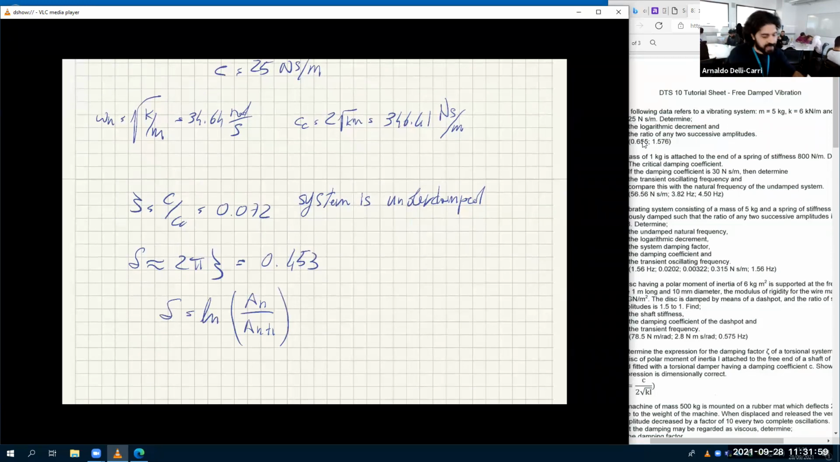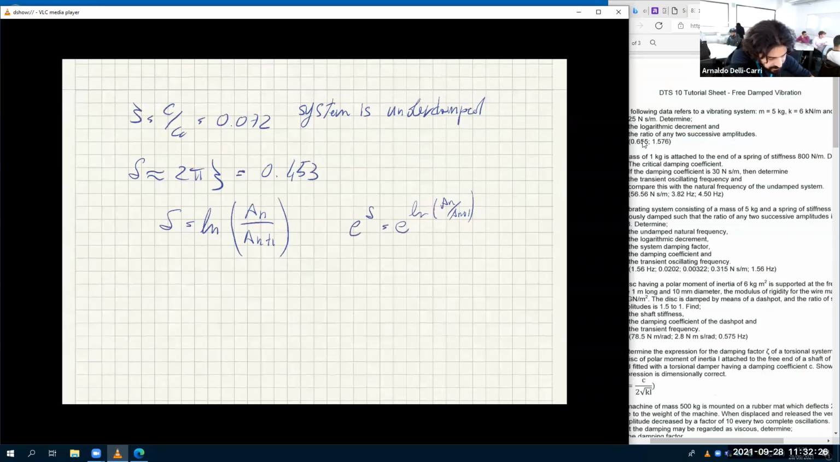If I take the exponentiation of the left-hand side and the exponentiation of the right-hand side, you know that the inverse of the log is the exponentiation. So these two will cancel each other out. Don't say that. Say one is the inverse function of the other; you can't cancel each other out. If you do the operation, you end up that An over An+1 is e to the power of delta.